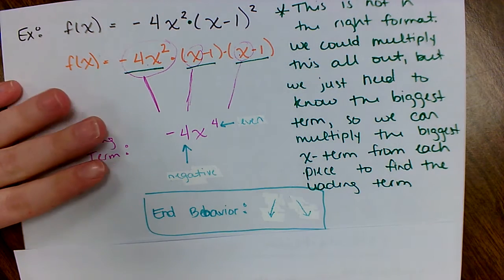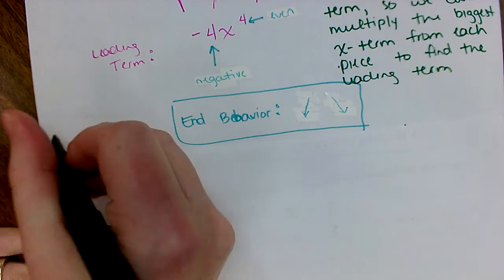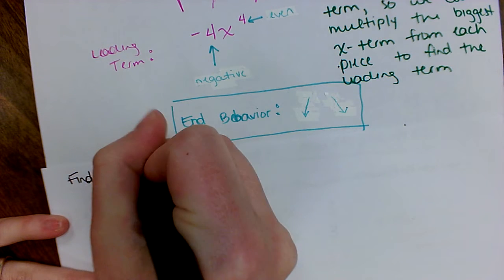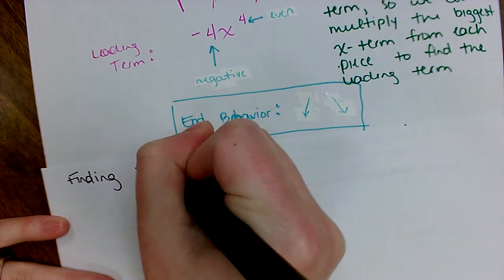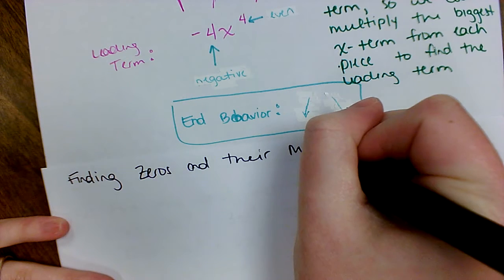So another part of polynomial functions we're going to talk about are their zeros and their multiplicities. So finding zeros and their multiplicities.